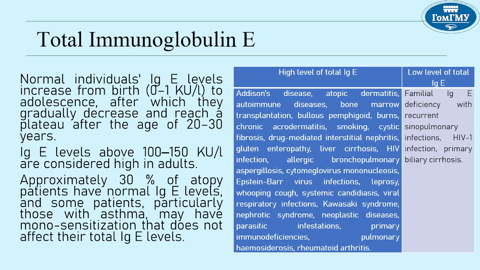Allergic and parasitic diseases, as well as several other conditions such as hyper IgE syndrome or DOCK8 syndrome, selective IgA deficiency, Wiskott-Aldrich syndrome, DiGeorge syndrome, and IgE myeloma, increase total serum IgE levels. Approximately 30% of atopy patients have normal IgE levels, and some patients, particularly those with asthma, may have monosensitization that does not affect their total IgE levels.